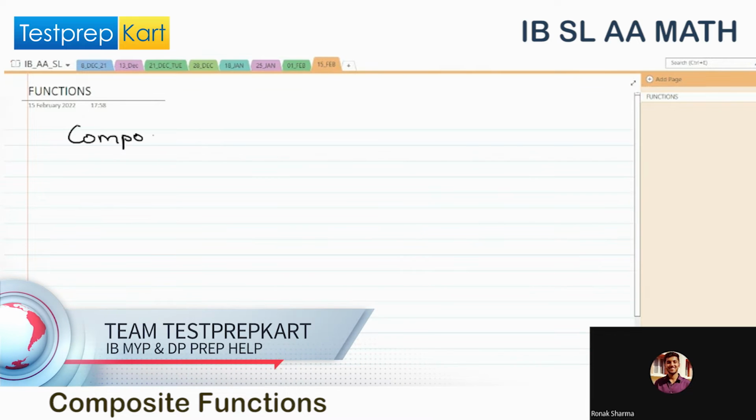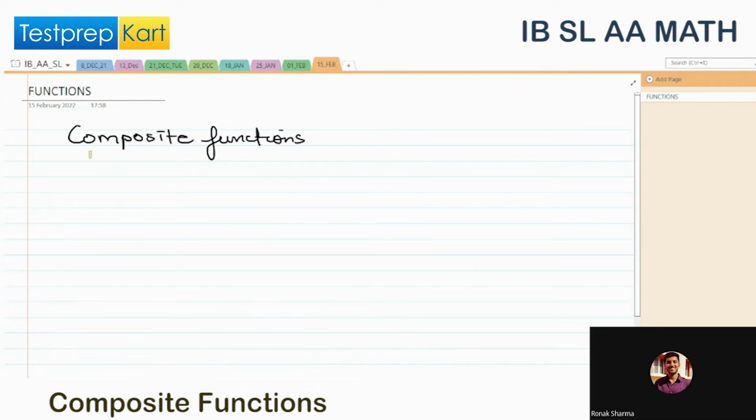You've heard of this term, composite function? Yeah. Okay. So a composite function is nothing but a composition of two or more functions. Now, composition means what? Definitely a combination I'm talking about.